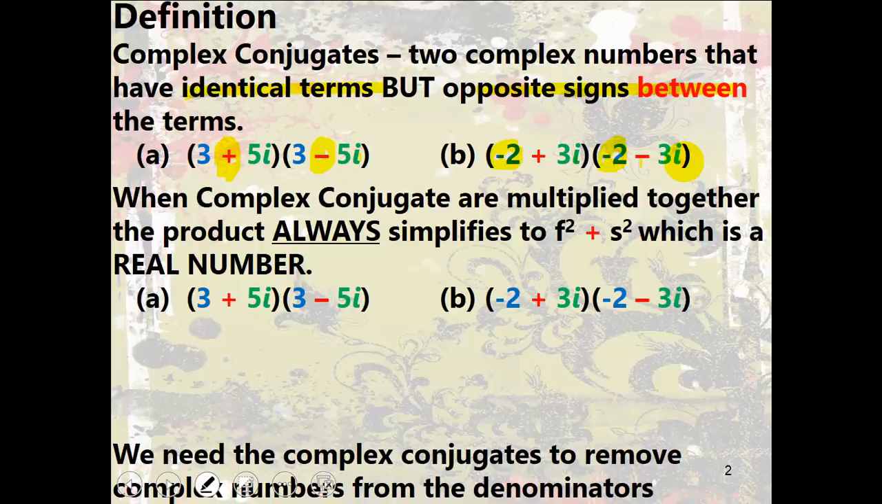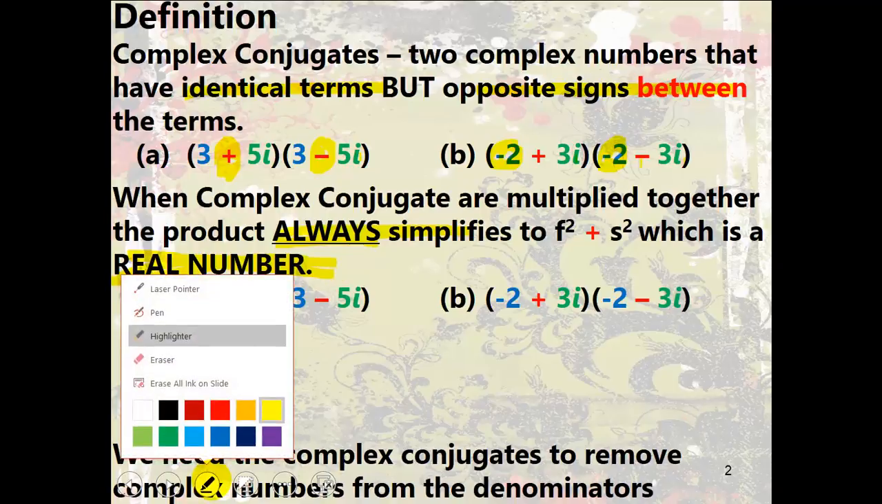When complex conjugates are multiplied together, you always get a real number. It always simplifies to a real number. I'm going to do the first example, A, the long way, and then I'm going to show you how to do it the short way, all right?